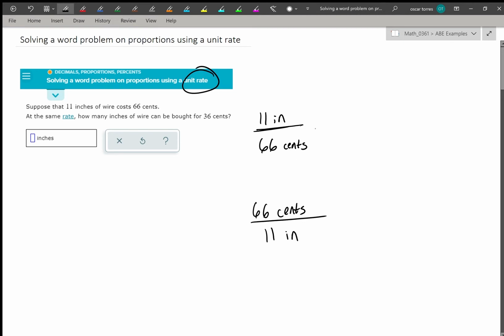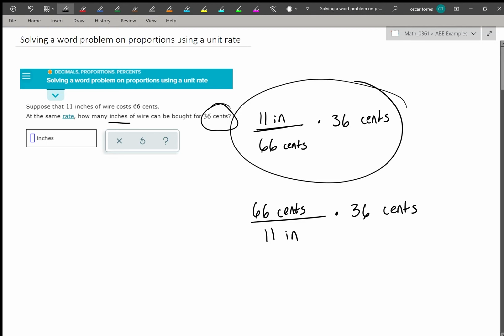So the way we pick which one of these we want to use is that we look at what the problem is asking us for. In this case, they're asking us for how many inches of wire, and they give us 36 cents. So what we're going to do is take one of these two fractions and multiply it by 36 cents. Now, one of these would end up giving us the correct results. It will end up giving us inches, which is what we want. But the other one would not end up giving us inches as our unit.